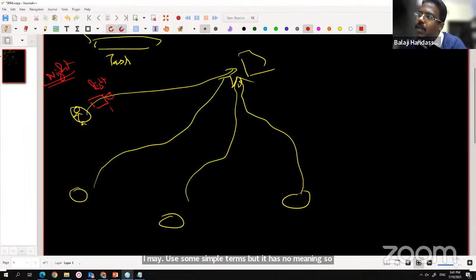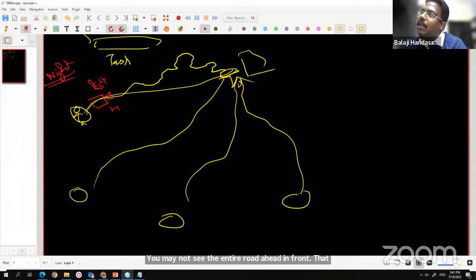But can you tell me how far this light is going to help you? Anyone? The light is not going to give you visibility till the end, right? Correct? You may not see the entire road ahead in front. There could be a lot of deviations and turnings before you reach the final destination. Is it clear? This is a real life situation, right?